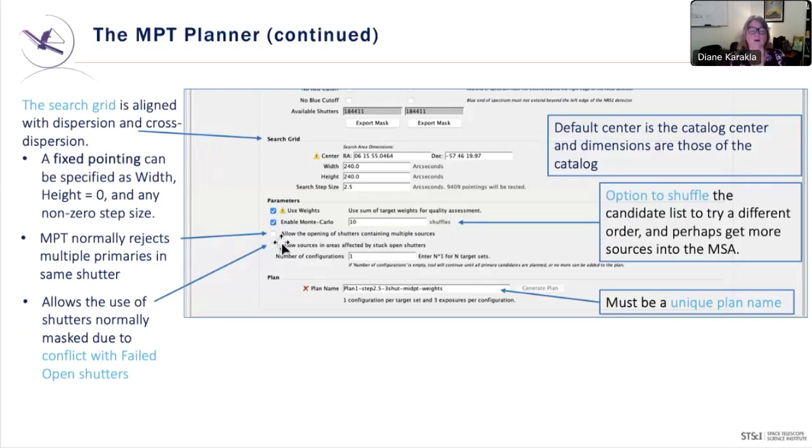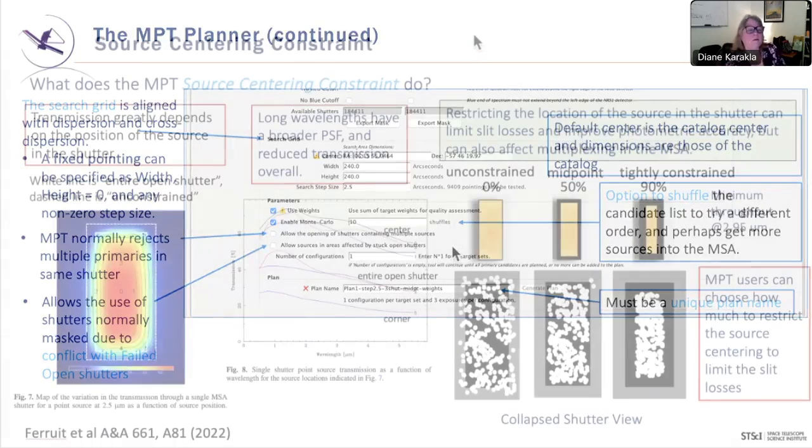And if you think that, you can click that option to get that to happen. And then the last thing I want to mention here is that there's an option to allow sources in the areas affected by those stuck open shutters that I talked about earlier.